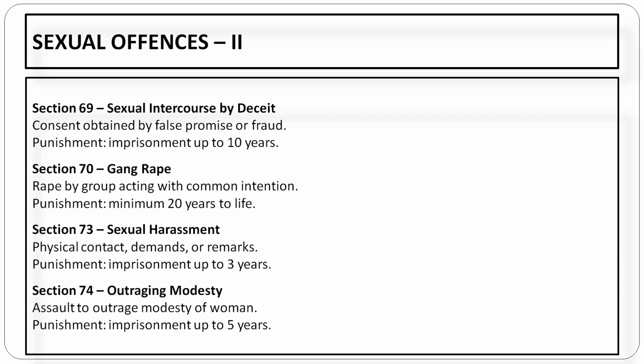Section 74 is outraging the modesty of a woman. It applies when criminal force or assault is used with the intention to outrage modesty. The offense focuses on the intention behind the act. Physical injury is not always required for this section. The law aims to protect the dignity and respect of a woman. The punishment can be imprisonment up to 5 years.